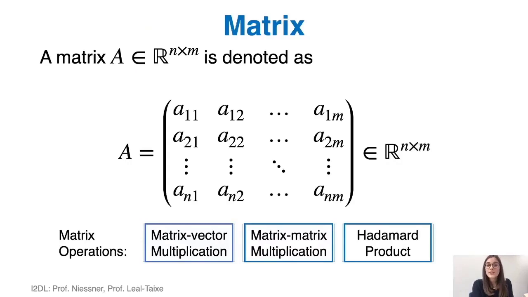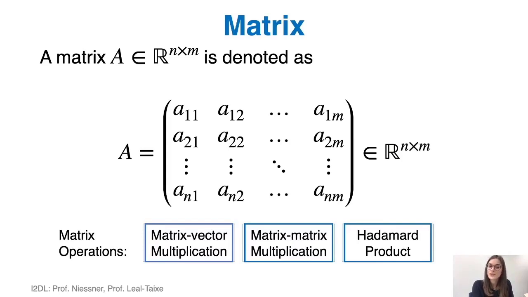So let's continue with matrices. As I mentioned before, a matrix is an element of the set or the space R to the power n times m, and we denote it with the matrix notation, which is essentially a matrix including all the elements, starting with the element A11 up to the element ANM. And on a matrix, we can also define basic operations. In our case, we will have a look at matrix vector multiplication, matrix-matrix multiplication, and the Hadamard product.